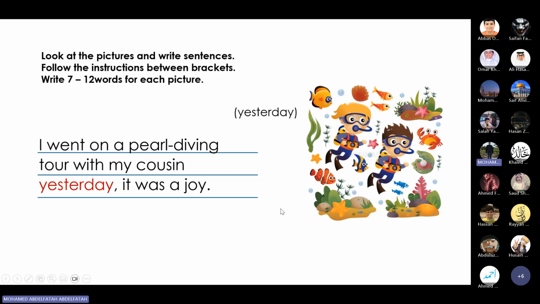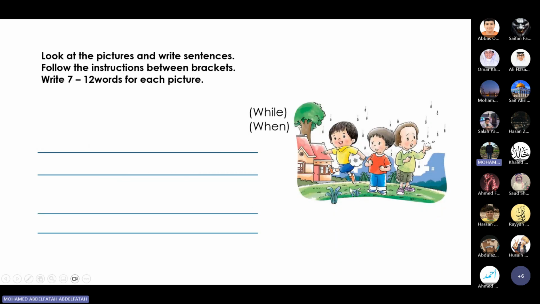Now, students, let's go to the next picture. Here you can see some students, they were playing football and then it started to rain. Here the clue word is while or when. You can use while, you can use when. Remember that if you have two actions and the two actions happened in the past, one happened and during this an action happened meanwhile. When you use while, you use the first action with the past continuous tense.